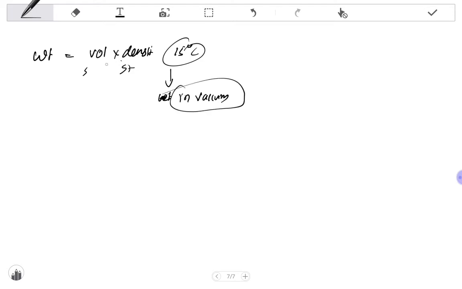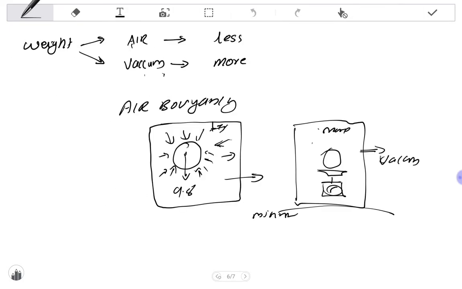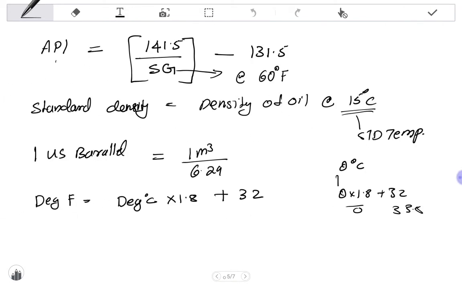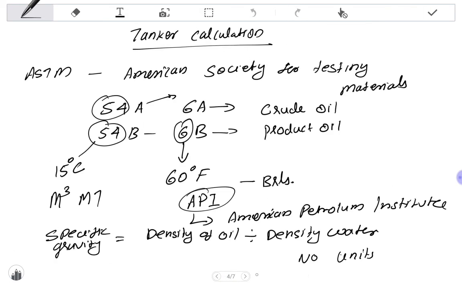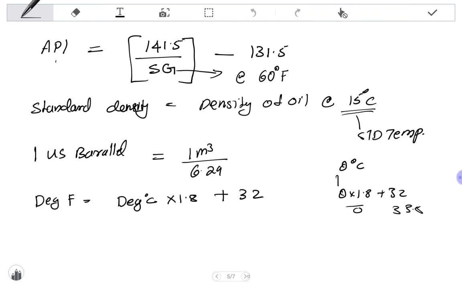Okay, I will tell you standard volume and standard density. Standard density is the density of a liquid measured at 15 degrees. At 15 degrees temperature, what will be the volume of the liquid? That is standard volume. I think I mentioned that, right? Yeah, standard density I already mentioned.